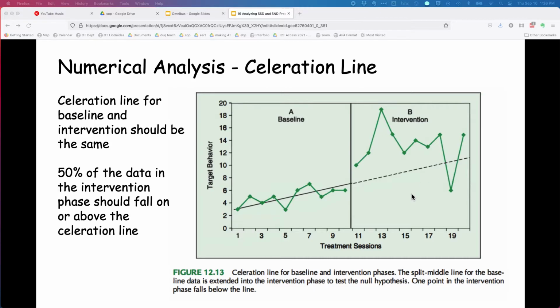And if there was no difference between the two phases, you would expect that the deceleration line would also split this data in two, so that half would be above and half would be below. And if more of the data is above or more is below, that's an indication that you actually have a clinically significant difference.